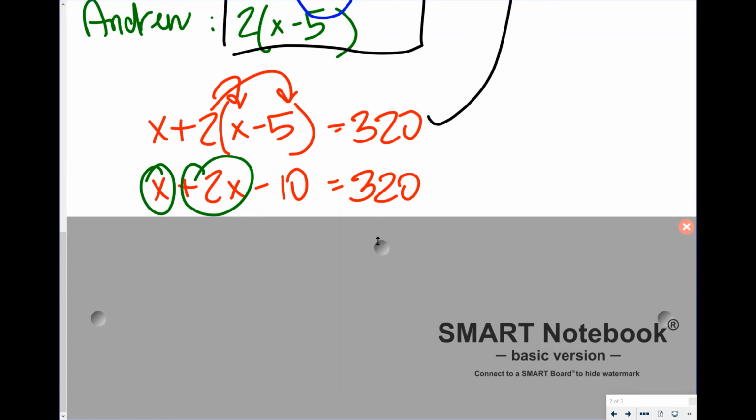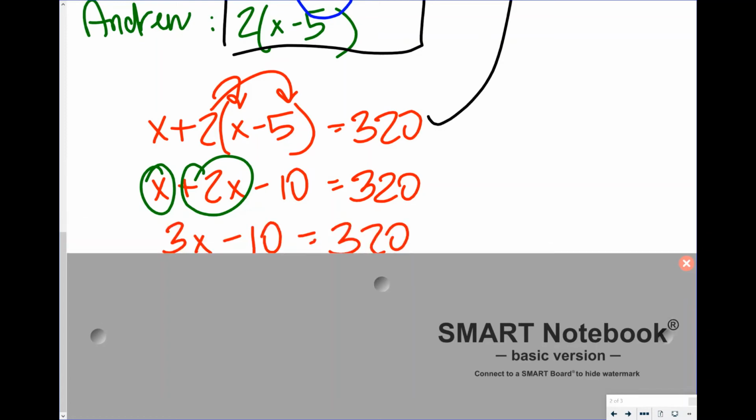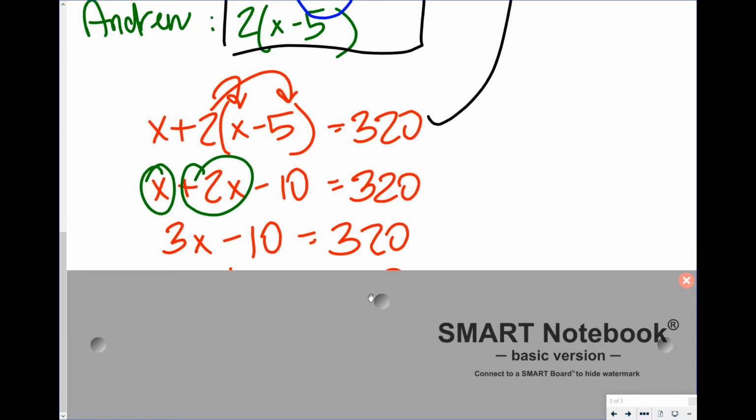You're going to bring everything down. Bring everything down. And put an arrow here. I wish I could bring it down. So you got 3x minus 10 equals 320. And this, ladies and gentlemen, is in the format of y equals mx plus b. Am I right? Yes.